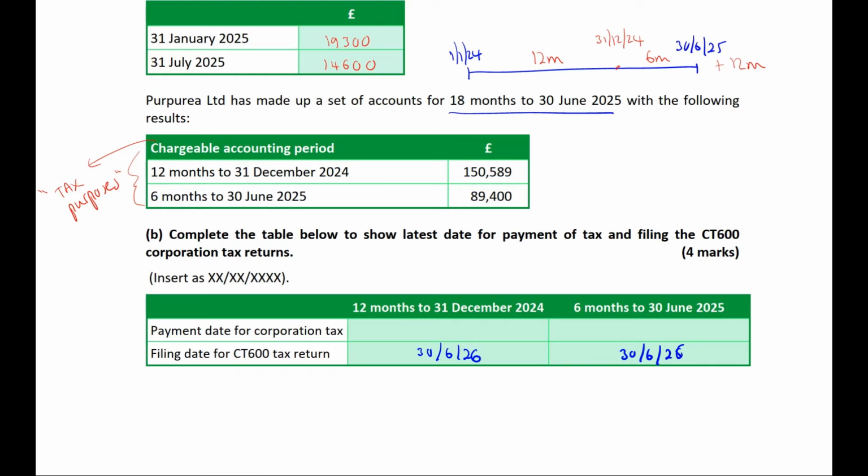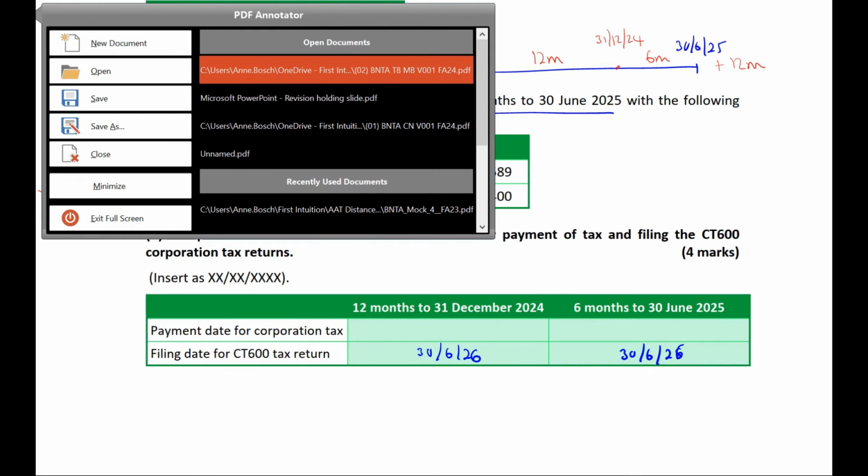Oh, sorry, I've put 25, that should be 26. Both filed on the same date. So get those done first. Then we work out the date that we have to pay the tax. So let's have a look at what the reference material has to tell me about payments of tax.